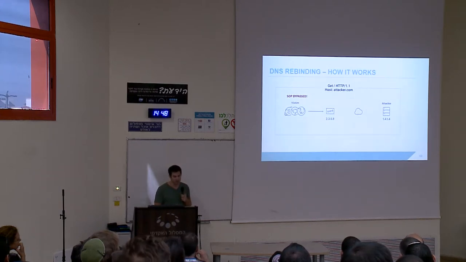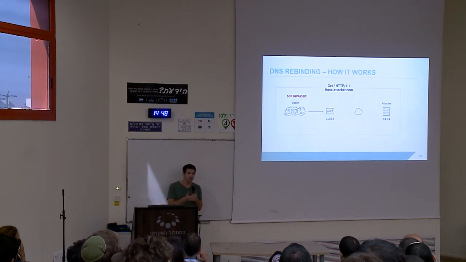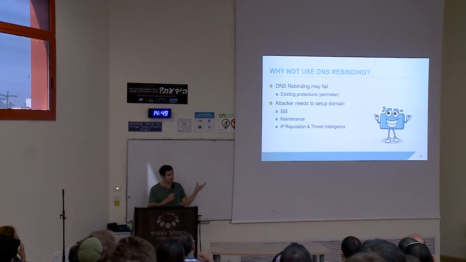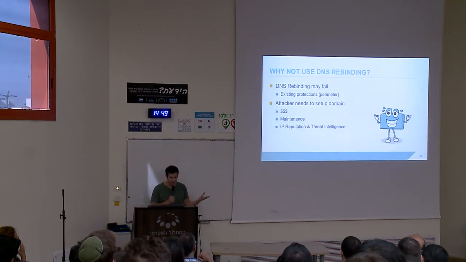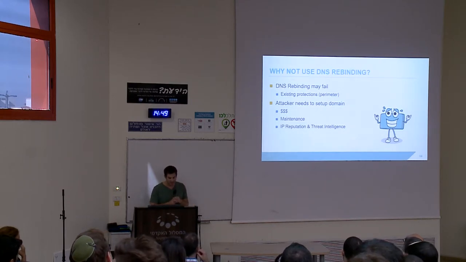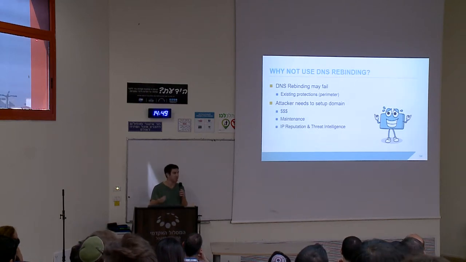Now the browser is using the second IP, which is the internal IP, but it's still thinking that it is over attacker.com. So all of the same origin policy restrictions are no longer working, so the attacker script can have full access to the internal server. So like I said, we're not doing DNS rebinding. It may fail, it's something that goes outside of the perimeter and can get caught. And we don't want to go through the hassle of building up a domain, maintaining it, making sure it doesn't get blocked by IP reputation and so forth.